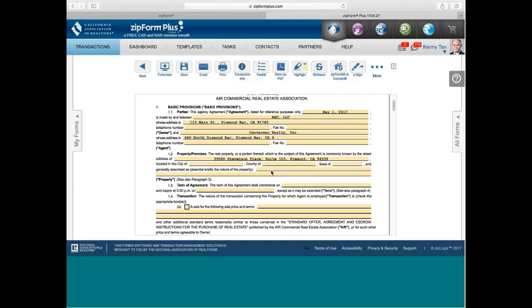Next, city of Fremont, county of Alameda, state of California. Let's say this is a warehouse, 10,500 square feet. I'll put in approximate.